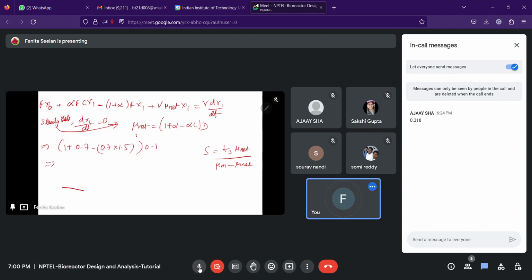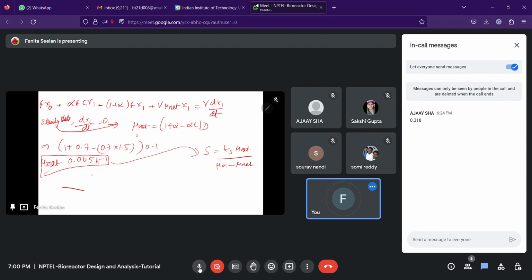So if you do this, what would be the answer of your mu net? It would be 0.065 per hour. So this is your mu net value. So you found the mu net value. From this, you can substitute here.